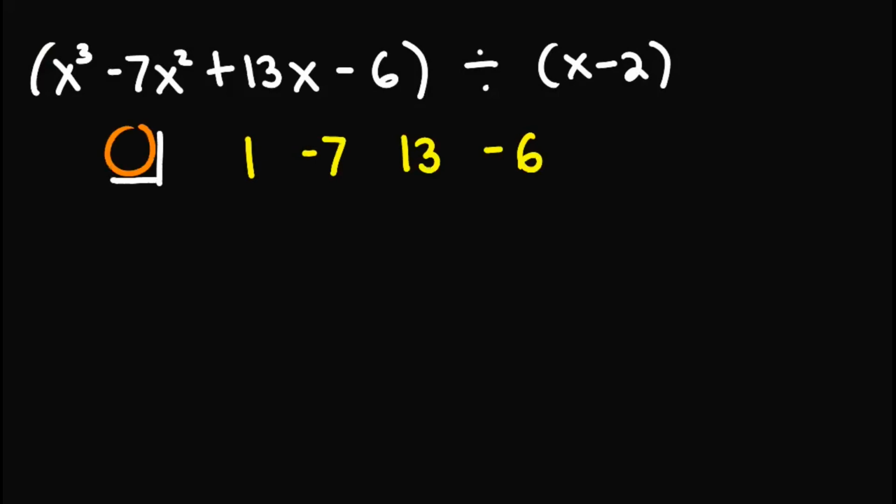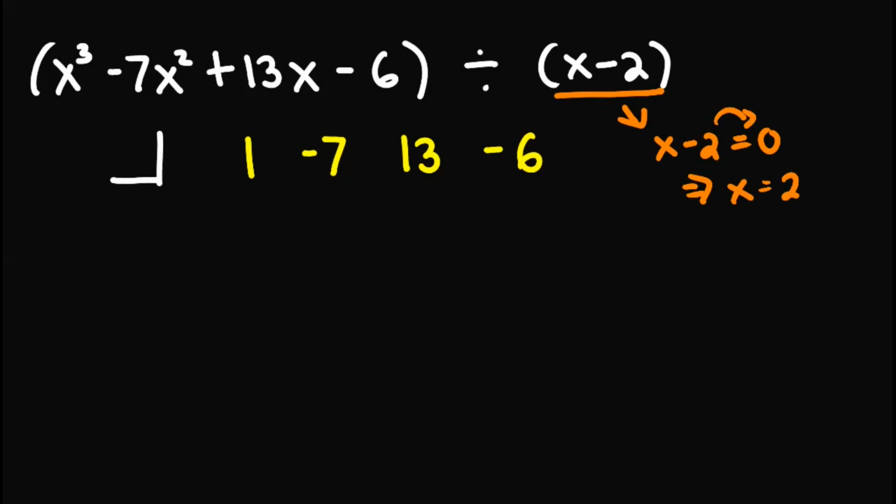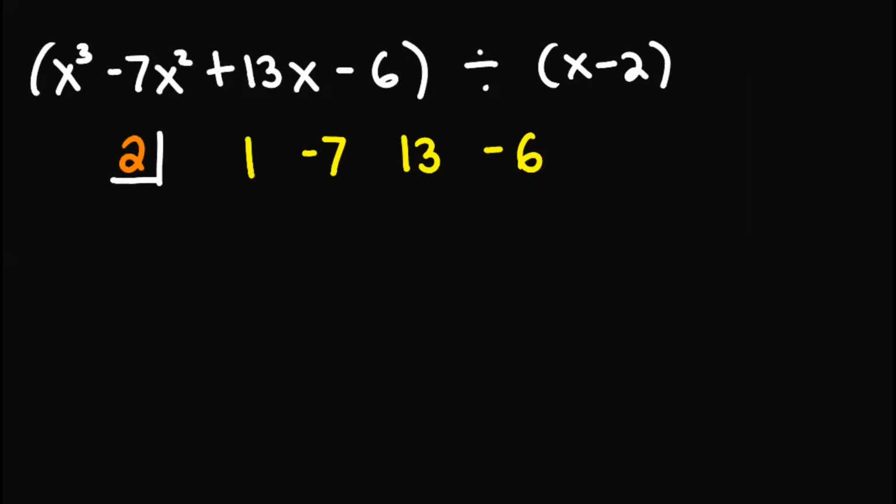The number inside here will be determined by our divisor. So we have x minus 2 is equal to 0. If we equate to 0, we'll have x be equal to 2 by moving this one out here. So the number inside this one will be 2. After that, we draw a line out here. And we are now ready to do the synthetic division process.